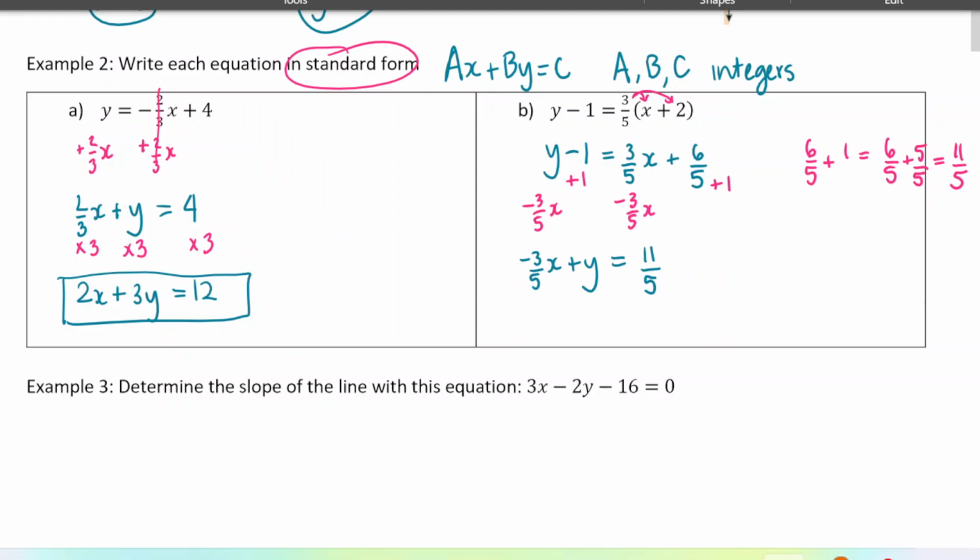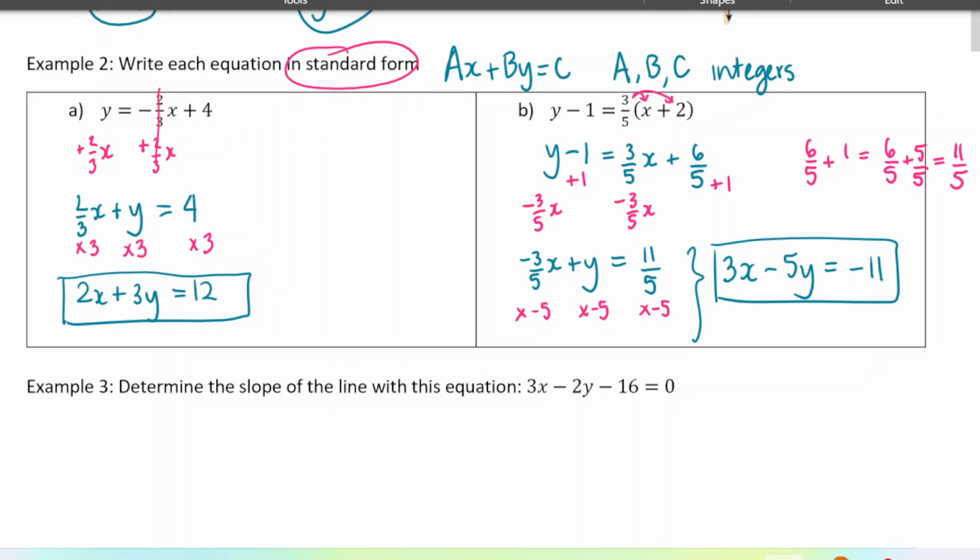Okay, last thing I'm going to do is cancel out those fractions. I'm going to multiply everything by 5, and I'm also going to use a negative 5 here because you want your first term to be positive when you're writing standard form. That's just a convention. So here the 5's will cancel out and we'll have 3x. Here we'll have negative 5y, and here the 5's will cancel out and I'll have negative 11. There we go.